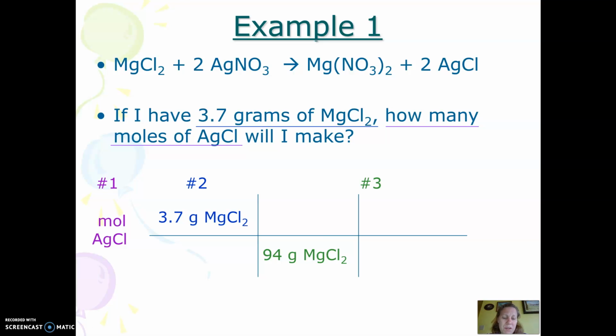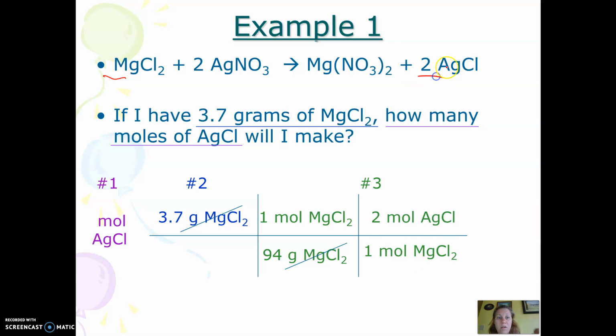I already did the molar mass, so that's the molar mass of MgCl2, and 1 mole of MgCl2, and then the mole ratio, which I don't know if I underlined it, but I didn't. It would be that number and that number, right? So then moles cancel, and then it's 3.7 times 2 divided by 94, which is 0.078 moles of silver chloride. Well, I guess I can leave that there.